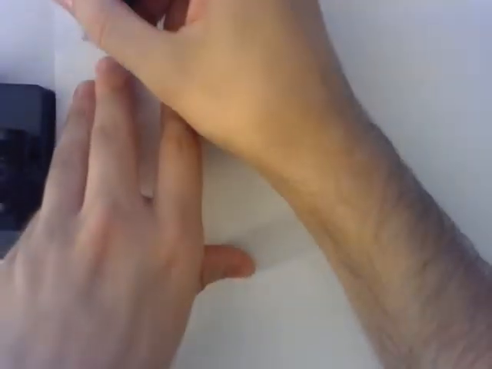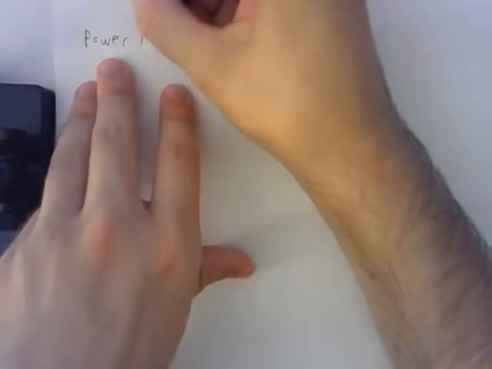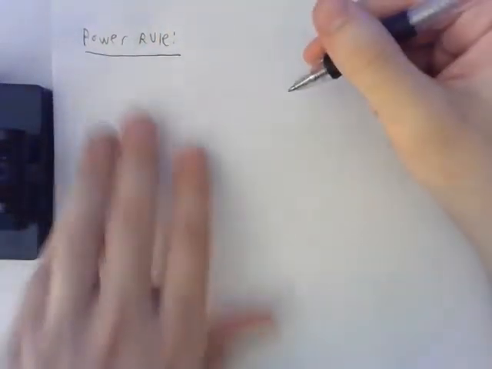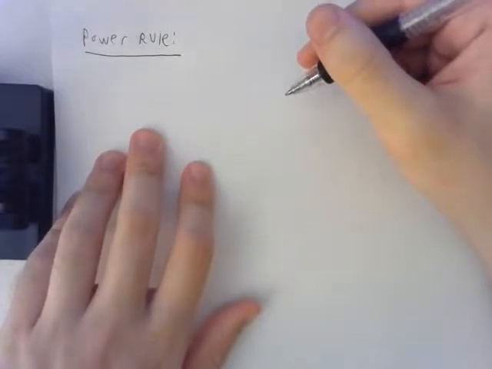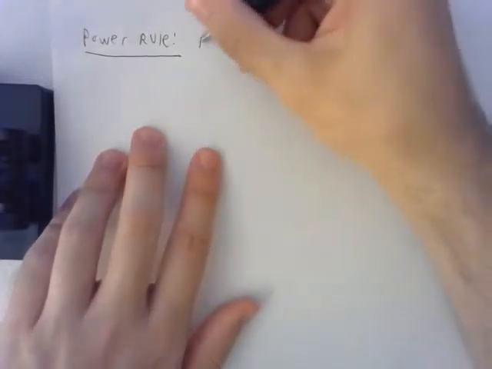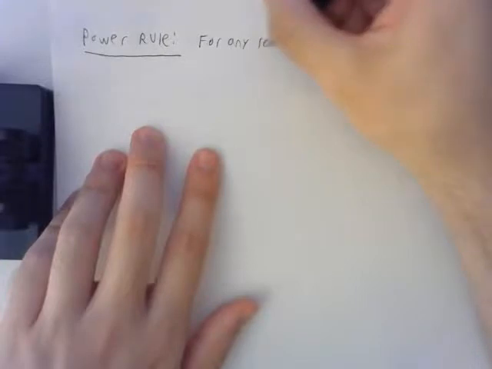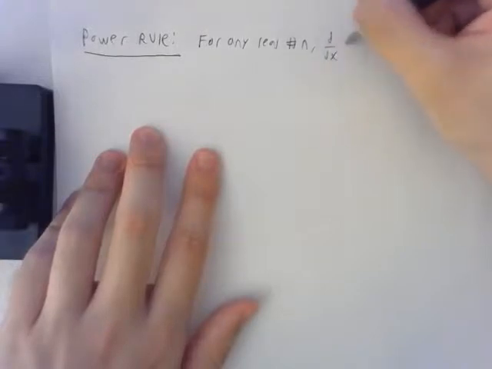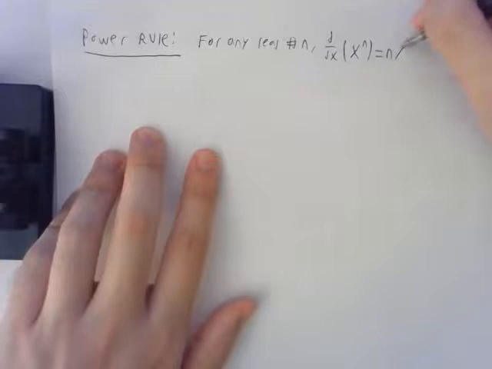So the next rule that I'd like to introduce is the power rule. And this is the one that's going to do a lot of the work for differentiating polynomial functions. So this says that for any real number n, the derivative of x to the power n is equal to n times x to the n minus 1.